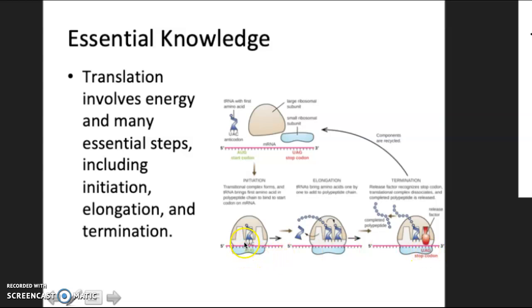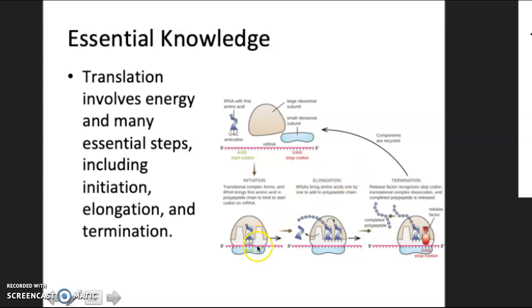Initiation is where the ribosome forms. So you've got the large ribosomal subunit and the small ribosomal subunit. They form a ribosome. And the transfer RNA carrying the UAC anticodon comes and hooks on. Now recognize this is the messenger RNA. It hooks on at the start codon, and it brings its first amino acid with it, which is methionine. That's initiation, when that first transfer RNA molecule binds, carrying methionine and matching up with the start codon of the mRNA.